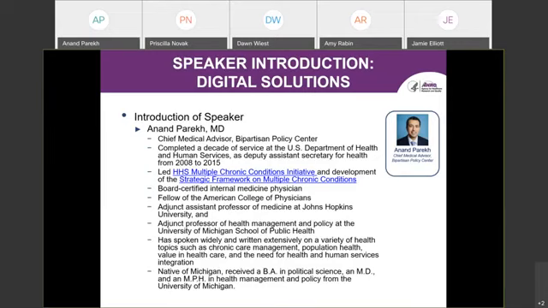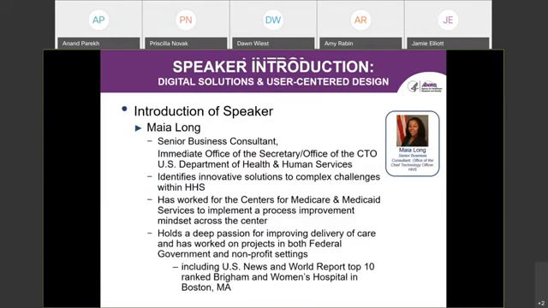So hopefully everyone has laid out a great framework there, and now we're going to shift into more content about what solutions should look like, how solutions should be designed, and what the methods should be for going after a good solution to this. So I'd like now to introduce Maia Long from the U.S. Department of Health and Human Services. Maia is the Senior Business Consultant in the Office of the Chief Technology Officer, and she's here to discuss digital solutions and user-centered design. Maia?